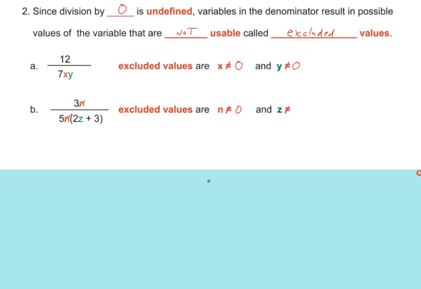Now, what about the z? What about z? Now, if you're quick to say, well, z can't be 0. Well, au contraire. All right, let's take a look. So what happens if the z is a 0? If you do the parentheses, you get 3. Well, that's not a problem.